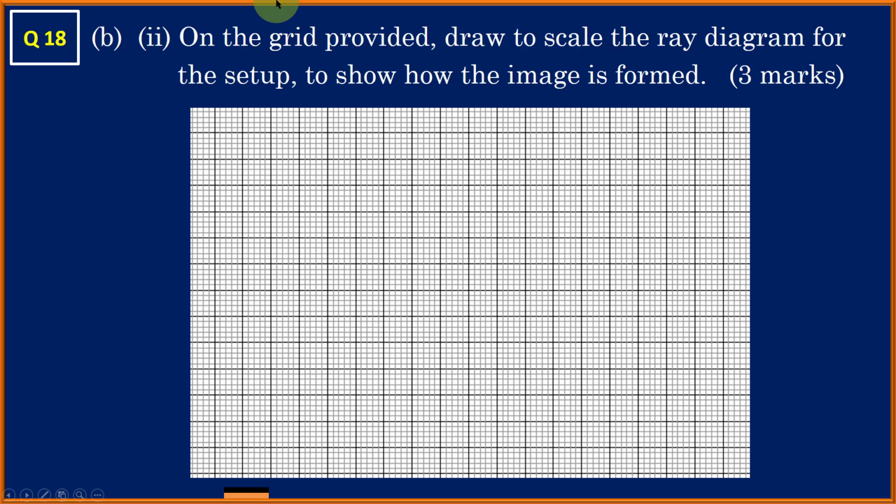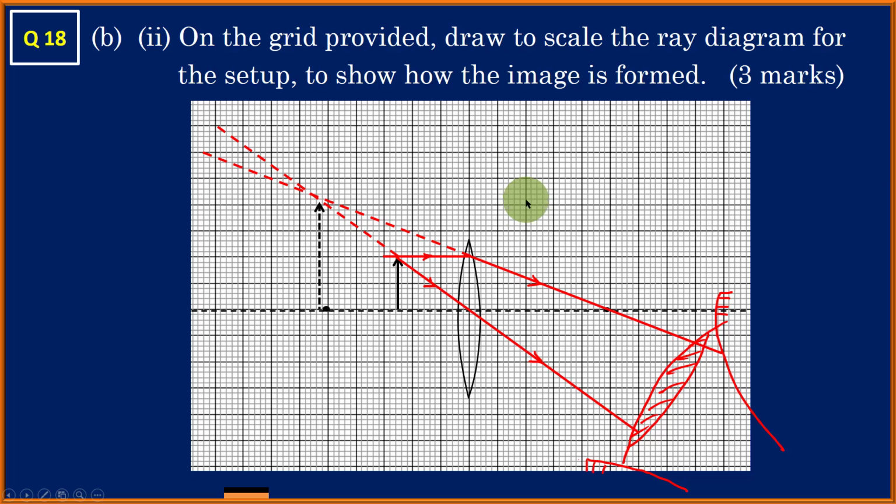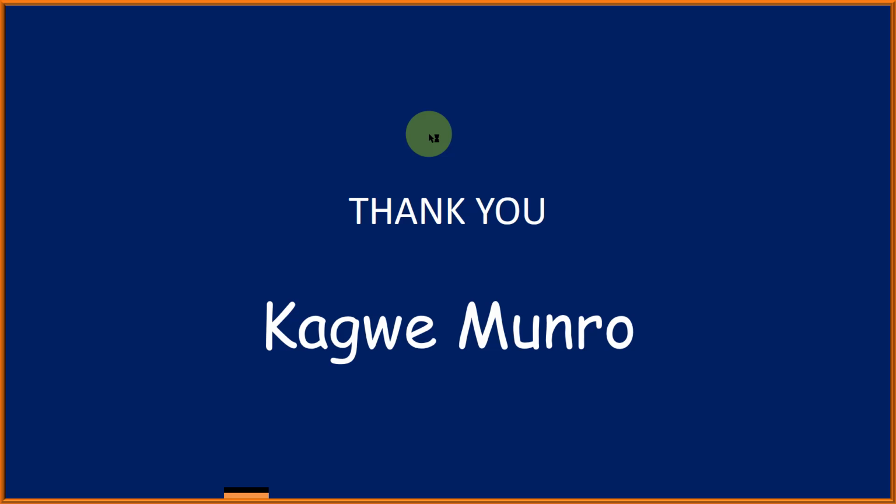The last part is where I'm asked, on the grid provided, draw to scale the ray diagram for the setup to show how the image is formed. Of course, I've tried to do that on this diagram. Just pause the video, study it carefully, and one of the things I'd like you to note is the direction of the arrows. I've not forgotten the arrows. That one is so important. So that is all that I had for you in this particular paper.